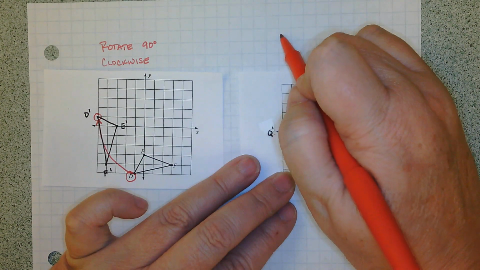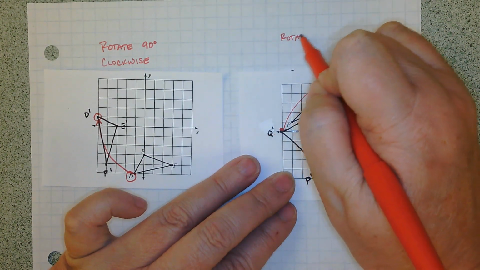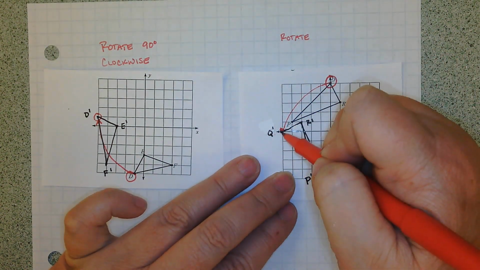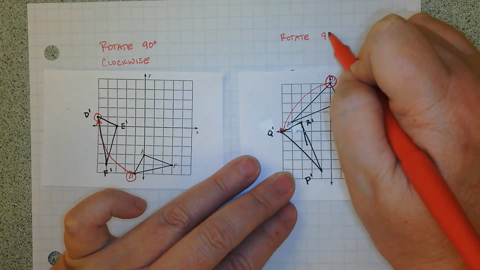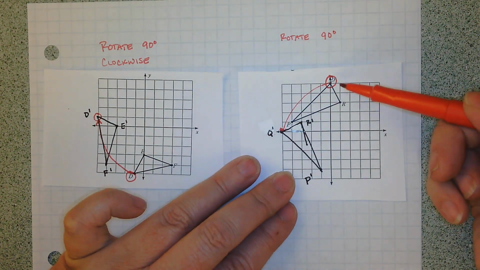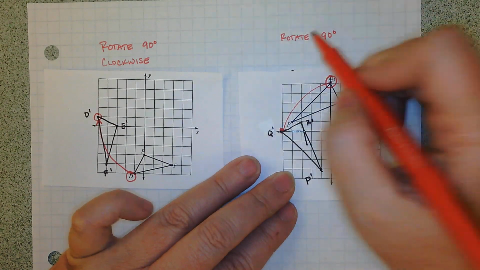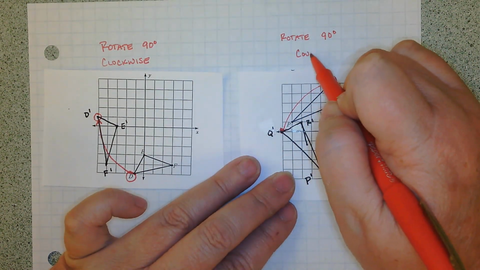So this would be rotate, and since we only went one quadrant, it would be 90 degrees. And we went to the left this time, so it would be counterclockwise.